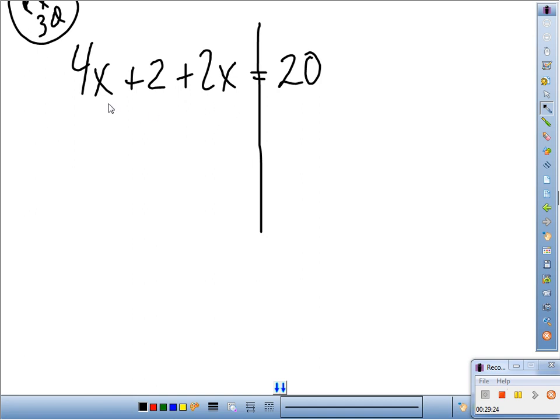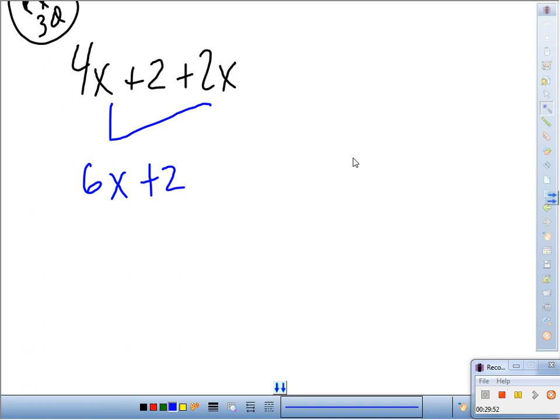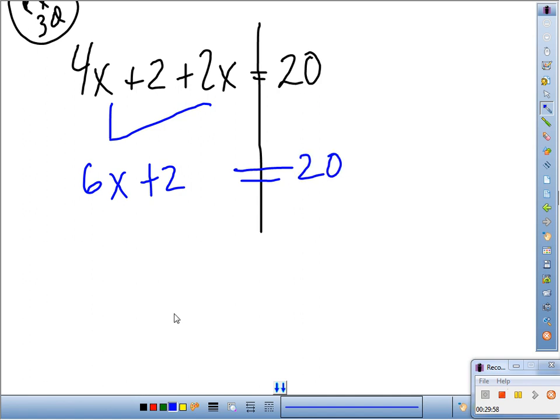Question, can we simplify the left side? Yes. Now, this is where everything that we did before kicks in. Watch, if I was to cover this, does this look familiar? Remember what you need to do here. That is correct. Combine like terms, yes? So this one and this one become what? 6x, bring down the plus 2. And what did we have next to that? We had the equal sign and 20. Do we know what to do from there? Yeah, finish it off, please.